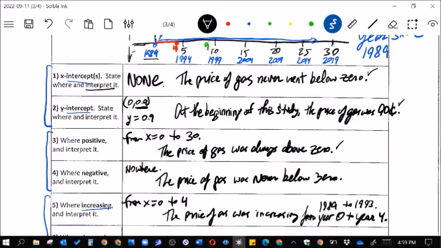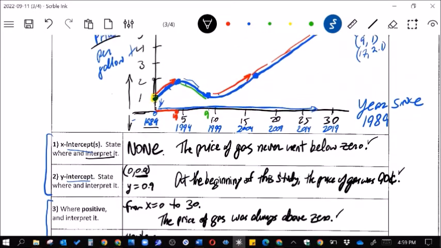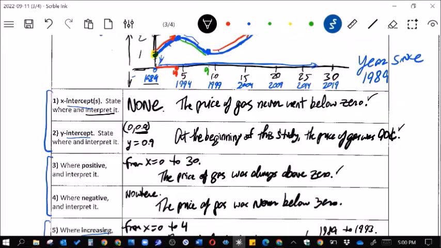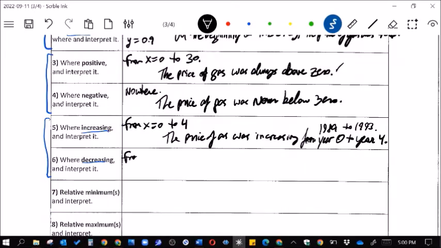When is it decreasing? Or where is it decreasing? It's decreasing from years 4 to 9. So from x equals 4 to 9, the price was decreasing.